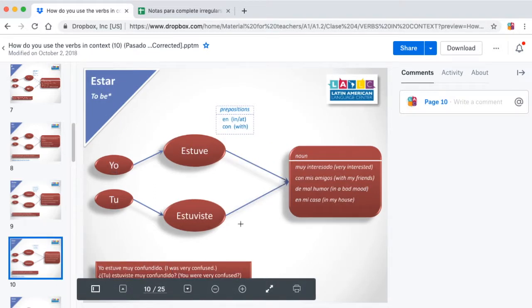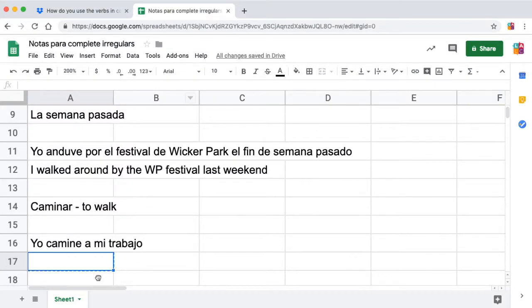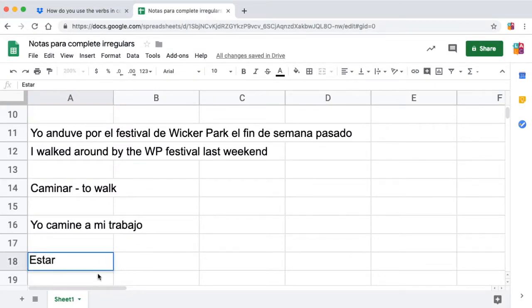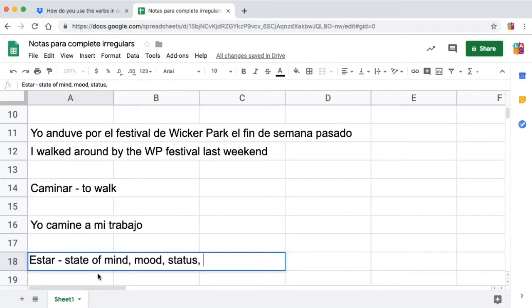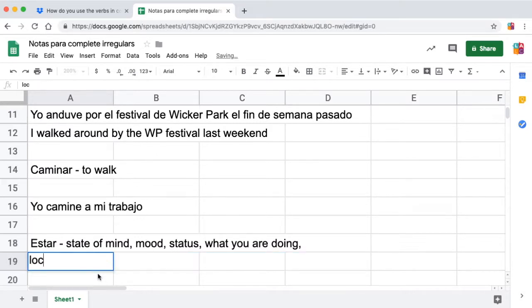Let's move on to estuve, which is a very important verb. Remember, estar. That could be estar in a state, right, of mind, mood. What's your status? Divorced, married, dead, alive. Any kind of states that you're in, what you are doing, like estoy or estuve jugando. I was playing. And also a location, okay?